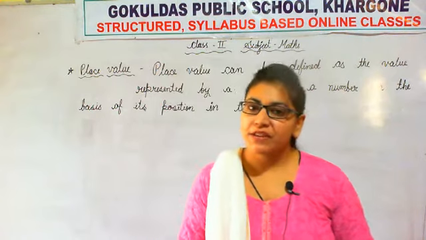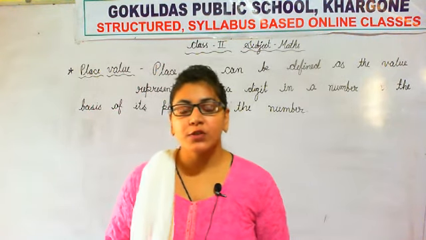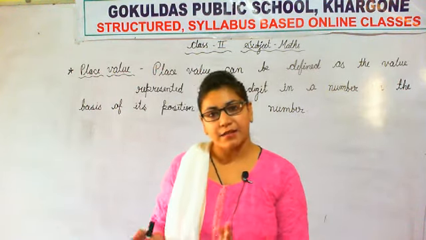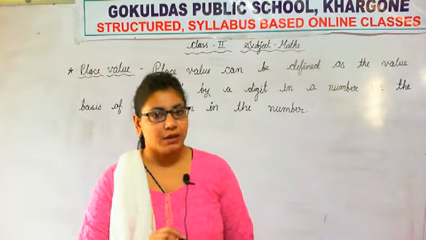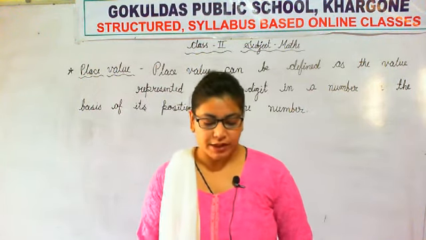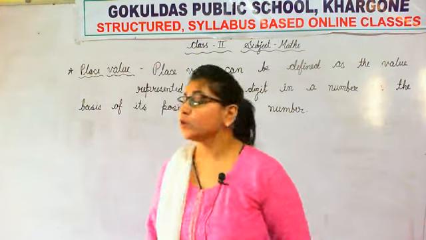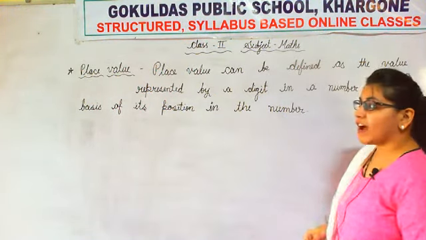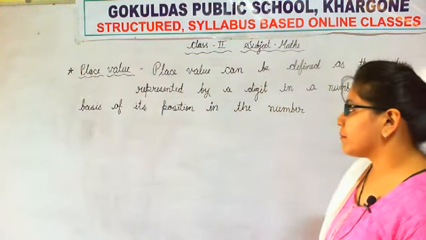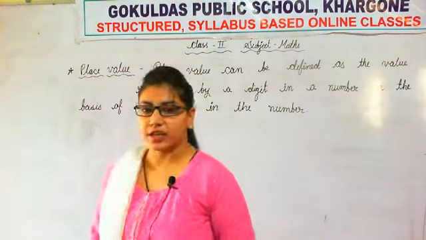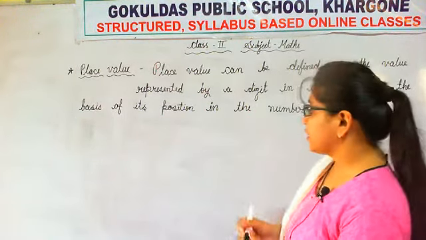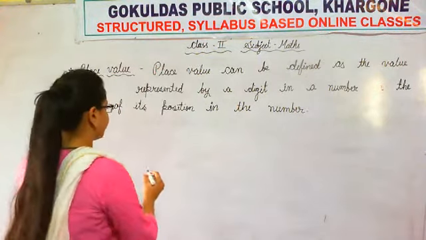So, in our previous lectures, we have understood 3-digit numbers in the form of numerals and number names. We have understood number line also. Today, we will learn place value and face value. So, what is place value? Place value can be defined as the value represented by a digit in a number on the basis of its position in the number. Let us take an example.